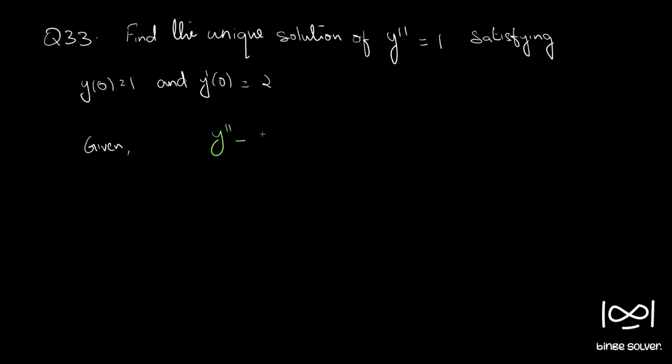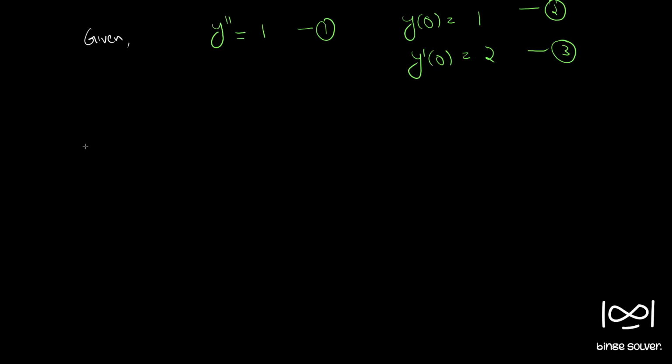y double dash equal to 1. Let this be equation 1. And y of 0 equal to 1 and y dash 0 equal to 2. These are two given values. So we can form the equation by integrating 1, we get y dash is equal to x plus c1. Let this be equation 2.